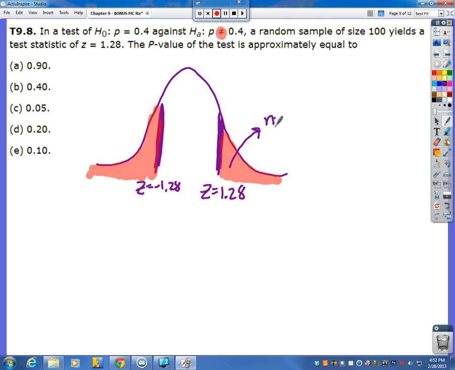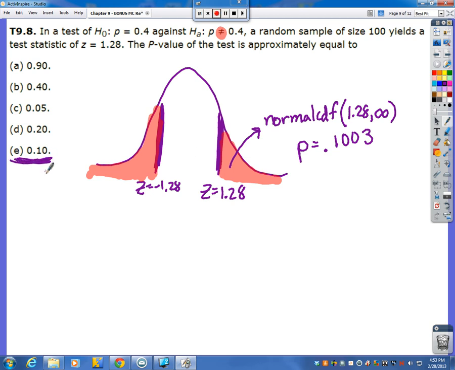Since we're using z-scores, we get to use normal CDF. We don't use t-CDF because we're not using t-scores. So our lower bound is 1.28. We are going up to infinity, no degrees of freedom since we're using normal CDF. So normal CDF, 1.28 up to infinity gives me a p-value of 0.1003.